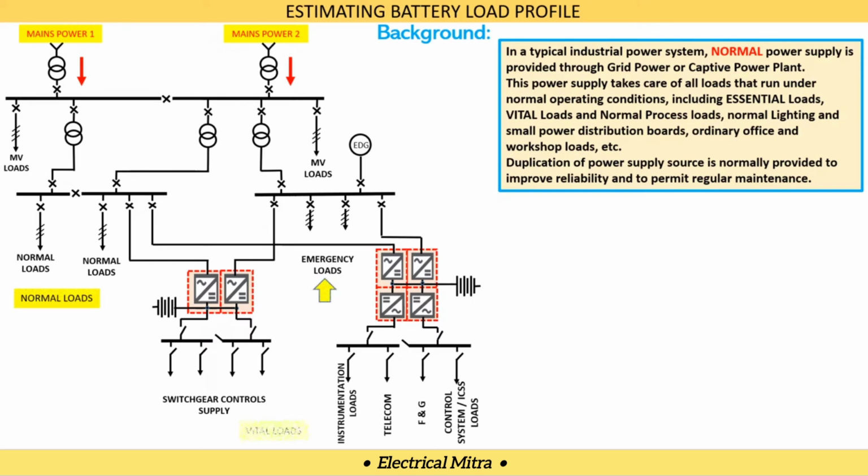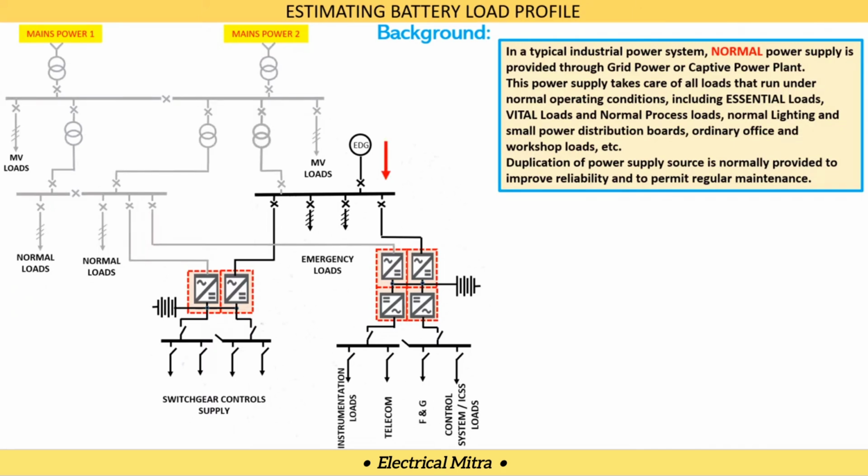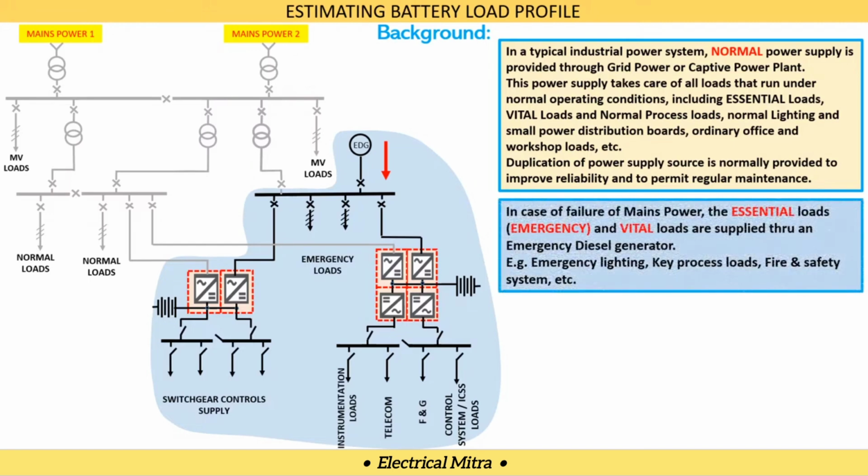Duplication of power supply sources is normally provided to improve reliability and to permit regular maintenance. In case of failure of mains power, the essential loads or the emergency loads and the vital loads are supplied through an emergency diesel generator. Some examples of these loads are emergency lighting, key process loads, fire and safety systems, etc.